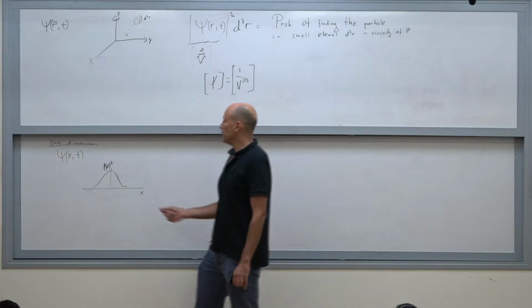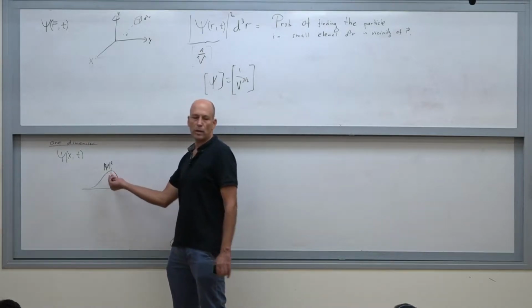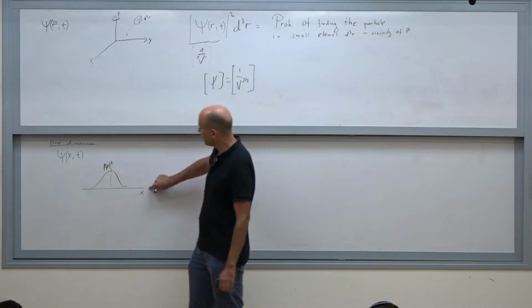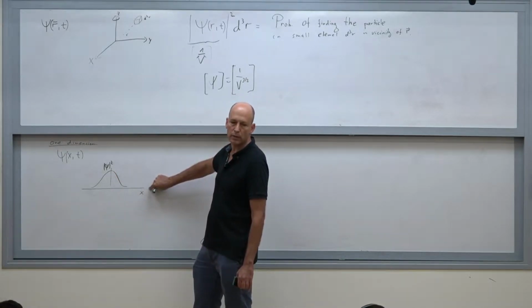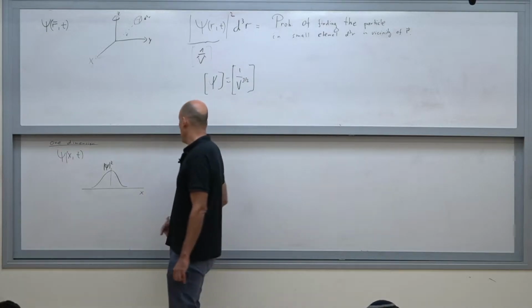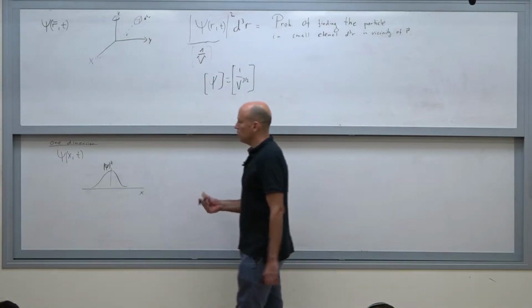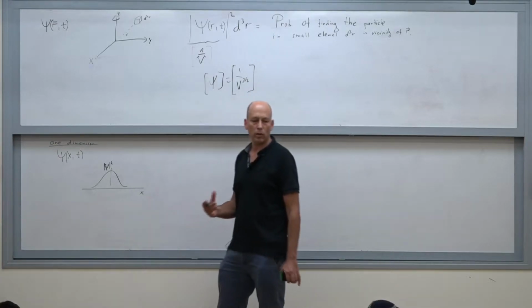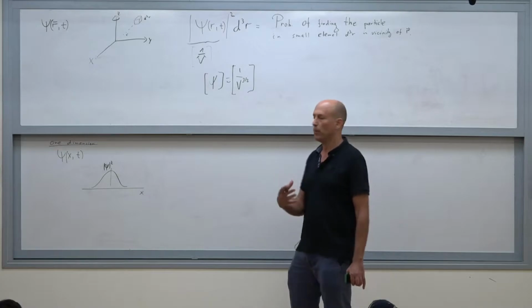What does it mean? It means that at these locations there is a higher probability of finding the particle, while here the probability of finding the particle is very, very small. Now, I can do a measurement. What will happen when I do a measurement? In what sense is the particle actually a particle?